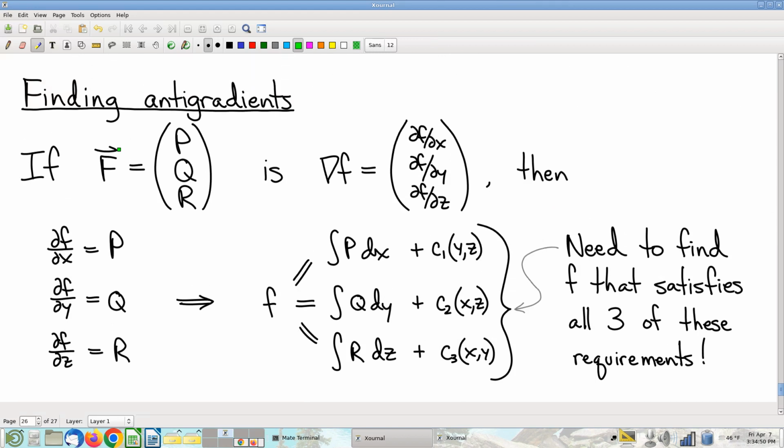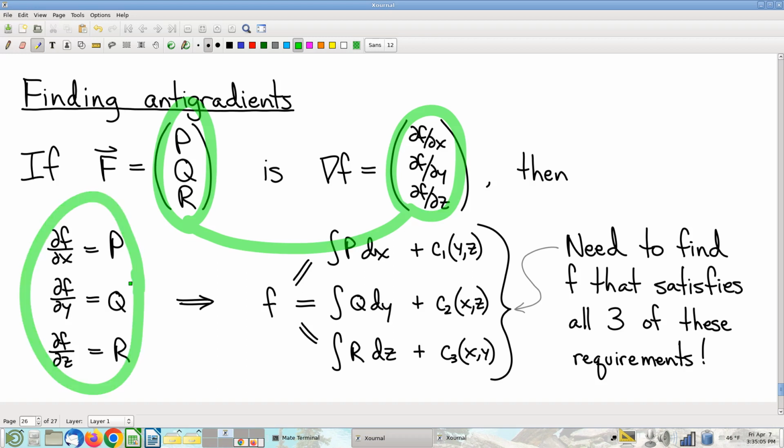The observation to make is that if you want a vector field to be a gradient, well, that means that the coordinates of the vector field need to be corresponding partial derivatives. Namely, I need for these three things to be true.